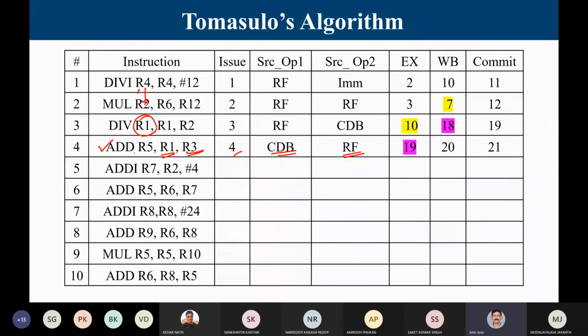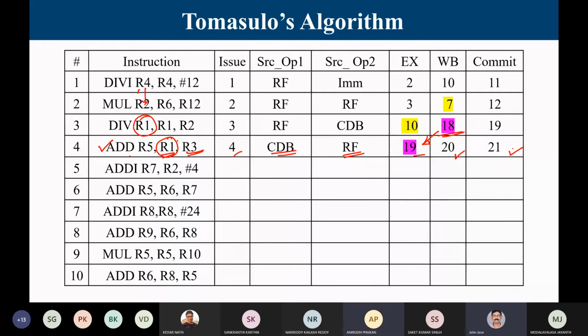Now, what is the problem? Whatever I write, there is a dependency here, because I have to get the value of R1. R1 will be available in the CDB only at 18. So at 19 only I can start. At the end of clock cycle number 18, the reservation station gets the value to be returned to R1. R3 is already available, so together they start at 19. And it is an integer addition, so it may take only one clock cycle, 20, and commit at 21.